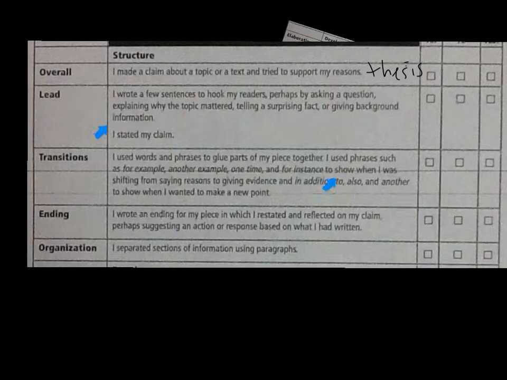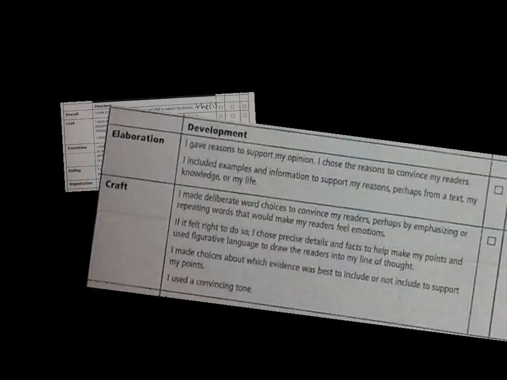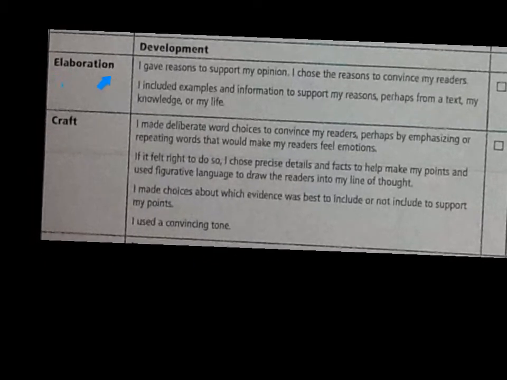All right, let's move on to that second part here. And we're going to look at development. So we have 2 parts to that. The first part is elaboration. I gave reasons to support my opinion. Those reasons, you'll have 3 different reasons, and chose the reasons to convince my readers. And you need the examples and information to support your reasons, perhaps from a text, your knowledge, or life. And in this case, it will really be from a text because we're writing a literary essay, which is an essay about a specific text.